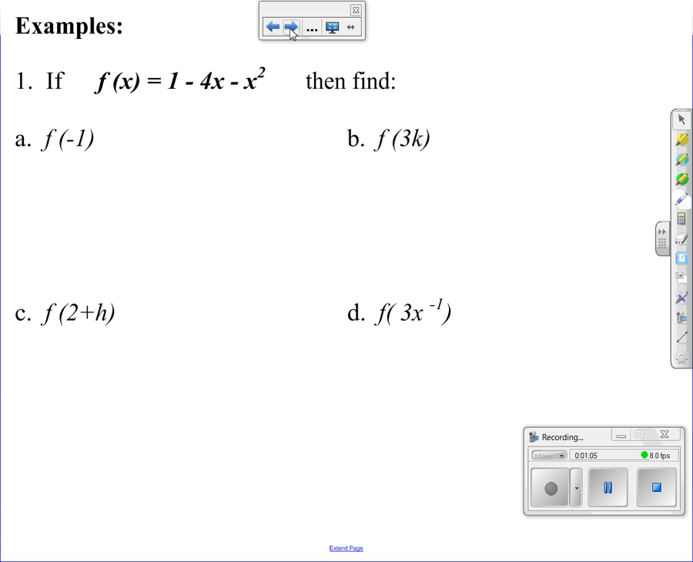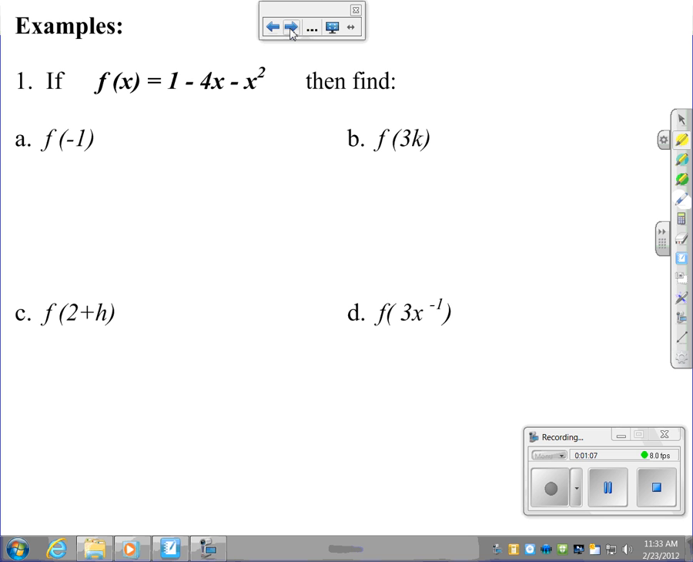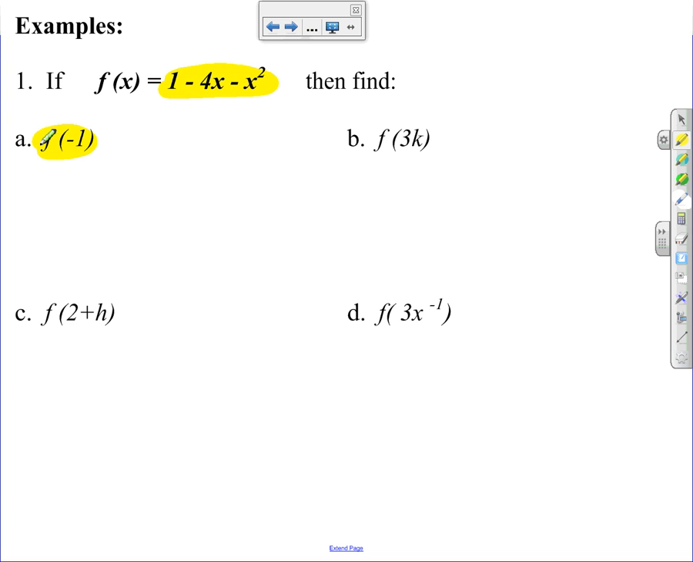And the problems you're going to deal with today are going to be like this. So if we look at the first, we're going to find the value of this function, which we know is a parabola that opens down. We're going to find its value at -1. So what do we do? We replace x with -1. In question B, a little bit more abstract, what's the function's value when we replace x with 3k? And then, even a little stranger, what if we replace x with 2 plus h?